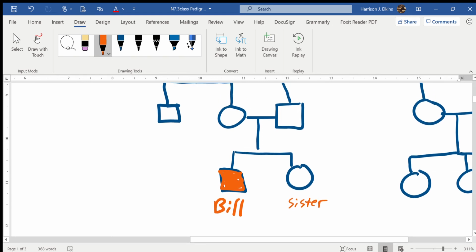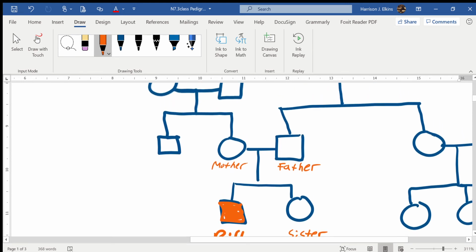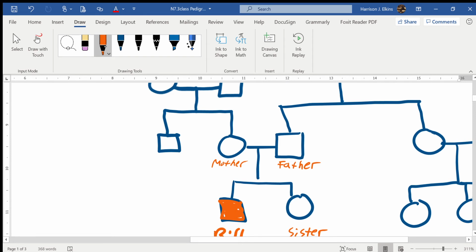And who's this? This is Bill's father. What about this? This person is Bill's mother. It's a circle, so it's a female. This is square, so it's a male. So this mother has her own family here.